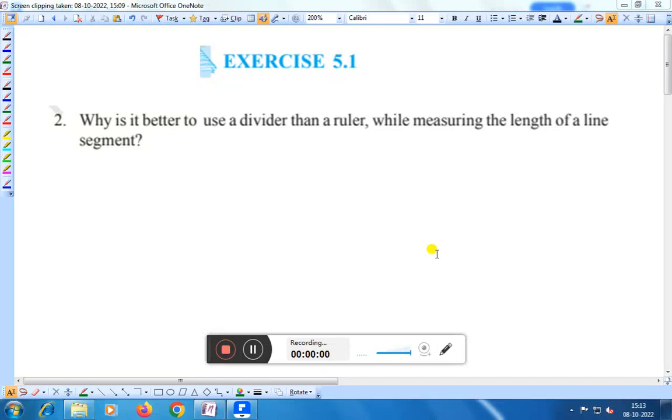Hello everyone. Today we shall discuss exercise 5.1 question number 2. Why is it better to use a divider than a ruler while measuring the length of a line segment?